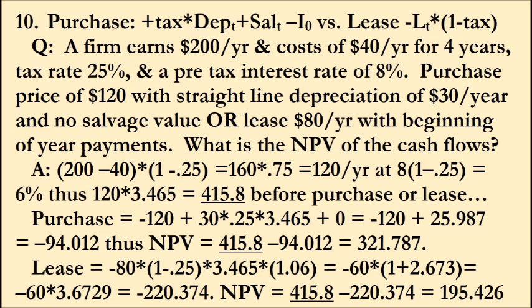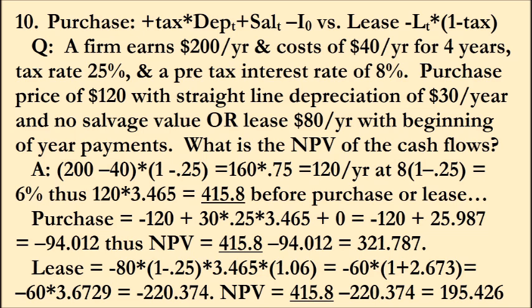Purchase price is $120 with straight line depreciation. Made simpler here, amounting to $30 a year, no salvage value. Or we can lease it $80 a year, beginning of the period payments. What's the net present value of each?